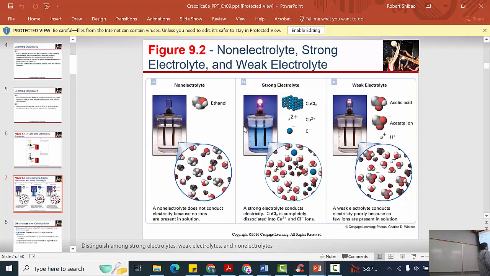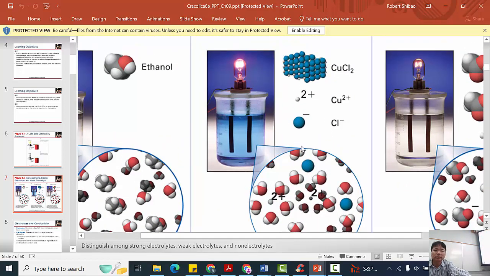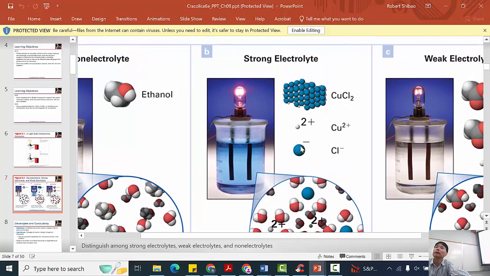Here, we have non-electrolytes, weak electrolytes, and strong electrolytes. The characteristic of a strong electrolyte is what? It's a good conductor. Why? Because it can turn on the light. It has mobility and it has the charge. Like high translational energy. Yeah, right. It can translate easily.